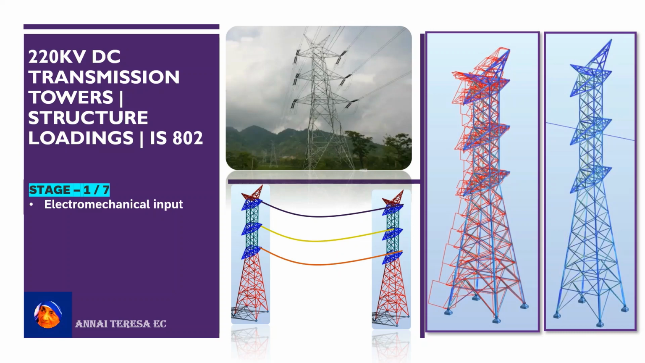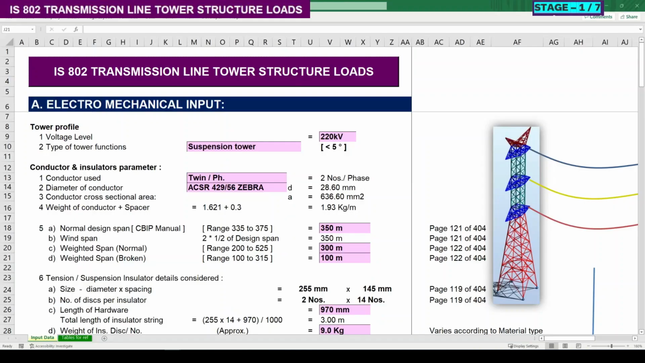Before watching this video, we request you to look into our earlier video about modeling of 220 kV double circuit transmission line towers using Robot Structural Analysis. Those video links are provided in the description. Have a look at that. You can see an Excel sheet on the screen, which is the topic we are going to discuss in this video. It's an electromechanical input.